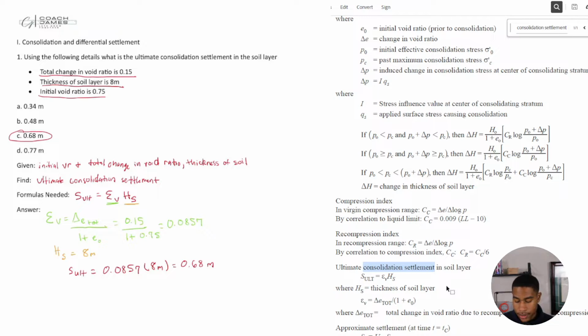So just reading out the problems, figuring out the variables that you have versus the variables that you need. S ult was one of the variables that we needed. We also needed EV, and we didn't have it until we went and found what e total was, which is the total change in void ratio. So we figured it out though.